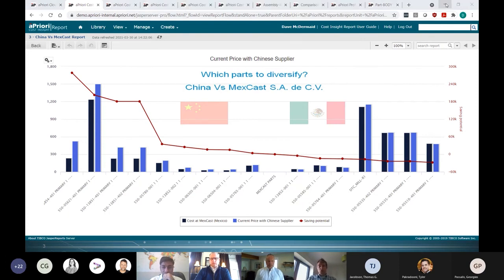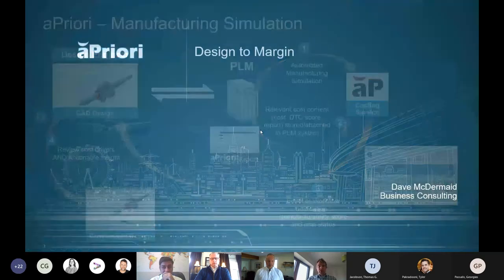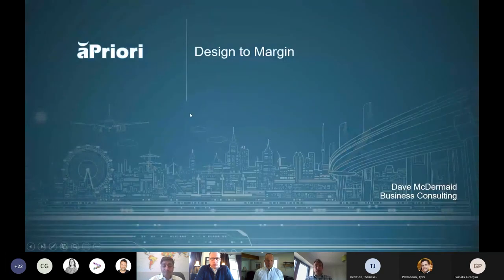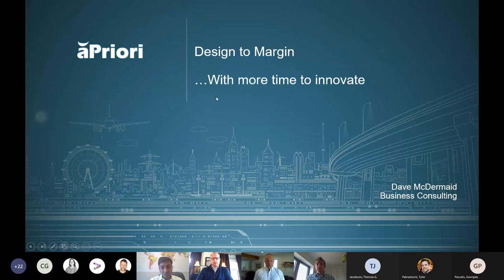In fact, a priori wants to automate the whole thing. We want to take this and make it more automated. We'll use the product lifecycle management system as the springboard to take the information that people are designing, simulate manufacture, and then generate reports to point people to the most lucrative opportunities for design to margin and focus on just them. And that's how we help our clients design to margin, but crucially, give them more time to innovate because we eliminate the wastage that is normally associated with getting it wrong first. We want to get it right first time.